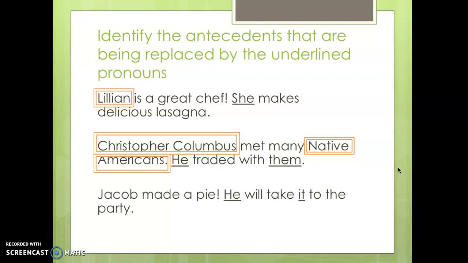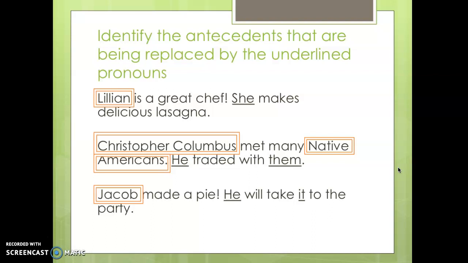How about the next one? Jacob made a pie. He will take it to the party. He and it are both underlined in that second sentence because they are pronouns that replace the antecedents from the previous sentence. Which noun from the previous sentence does he replace? If you said Jacob, you're correct. Jacob is the subject of that first sentence, and he's the subject of the second sentence. He replaces Jacob because Jacob is only one person. Therefore, you needed a singular pronoun to replace him.